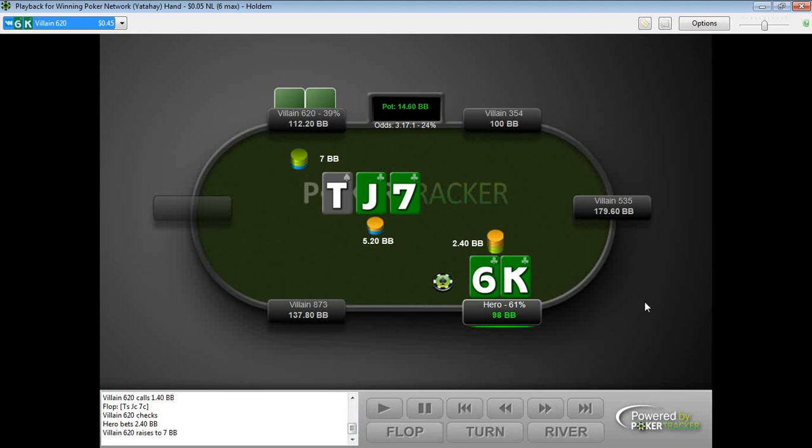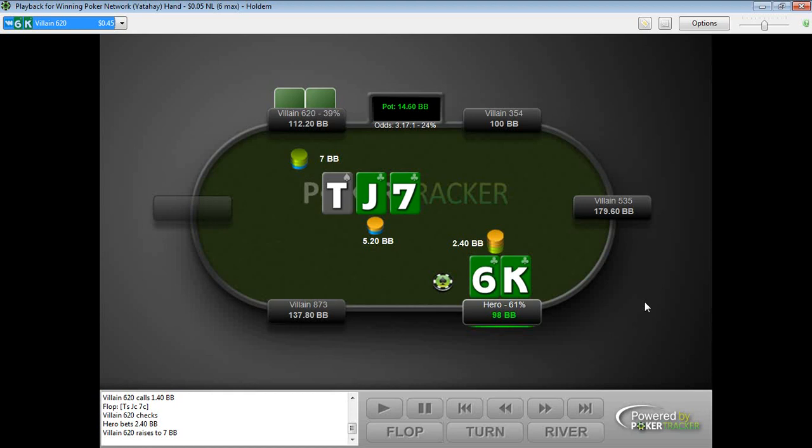He's raising here with jack-ten. He's raising here with a flush draw. And he's raising with sets. We don't think he would have a set of jacks or a set of tens because he probably would have 3-bet us. But a set of sevens, definitely possible. So those are the kind of hands that are going to raise us here, we would think.